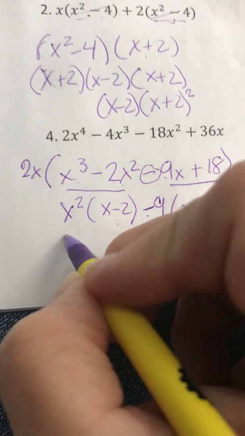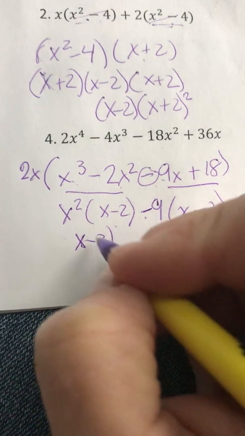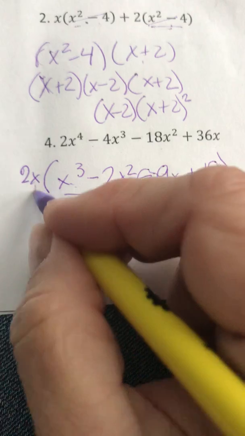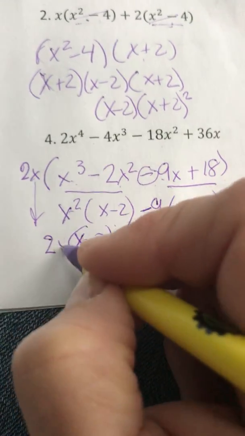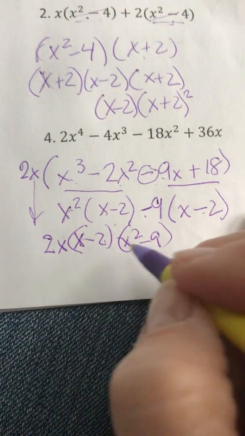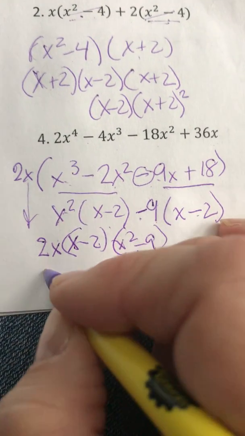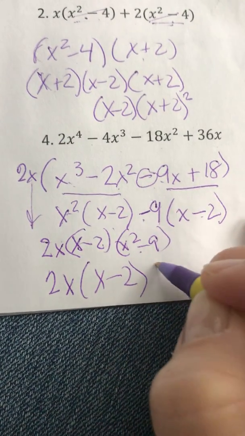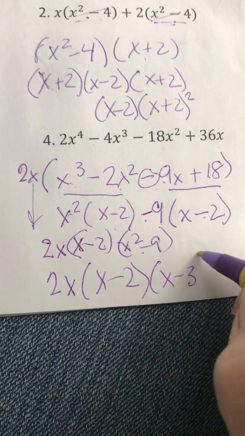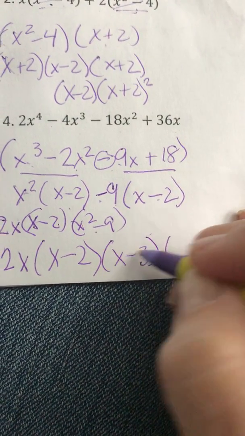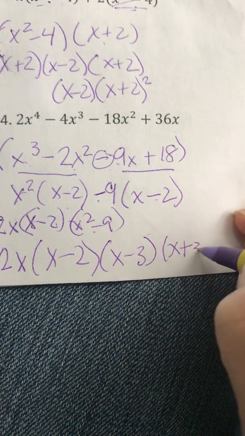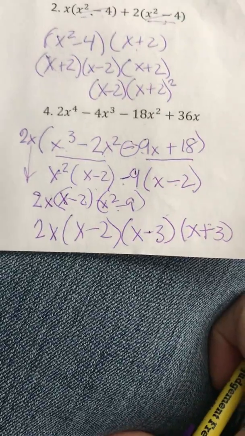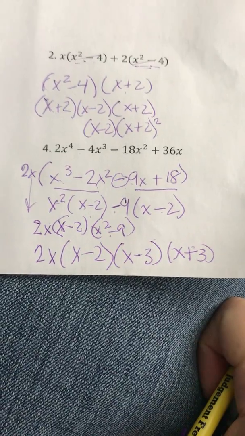These are both common. I pull it out. Leaves me with x squared minus 9. And don't forget the 2x that you did as a GCF in the beginning. Okay? But that is difference of squares. So you have one more step. 2x, x minus 2, x plus 3, and x minus 3. You could have had the minus 3 second, first, the order doesn't matter. Okay? So that's the end.